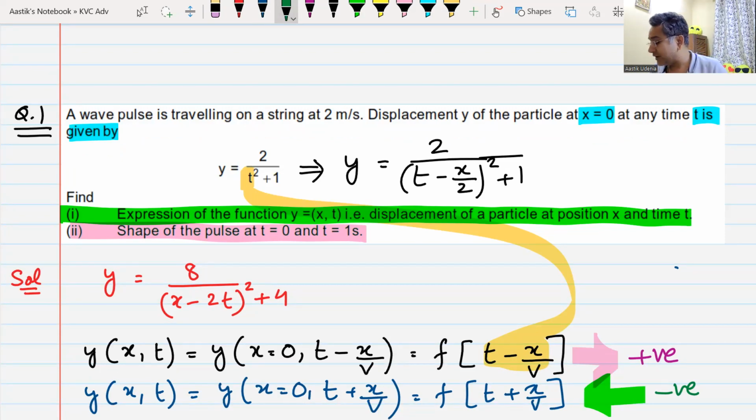And now once you get the wave function, to find out the shape of the pulse, you just put t as 0 and you will get the shape of the pulse at t is equal to 0. You put the value of t as 1 second, you will get the waveform of the wave at t is equal to 1 second, and so on for 2 seconds. Do we understand this, everyone?